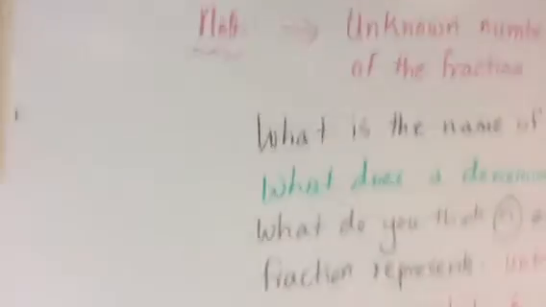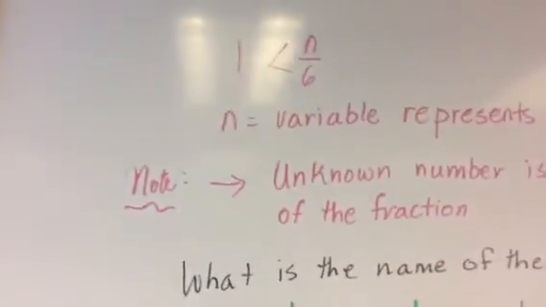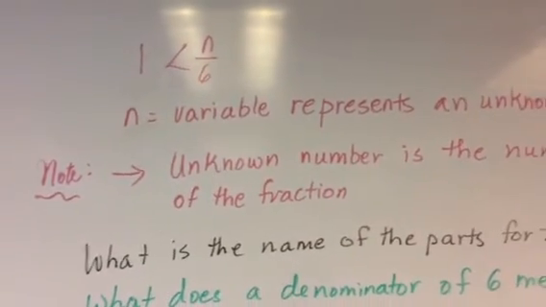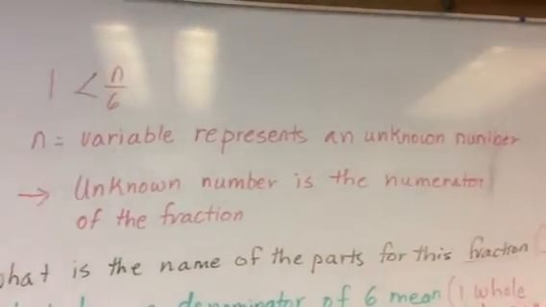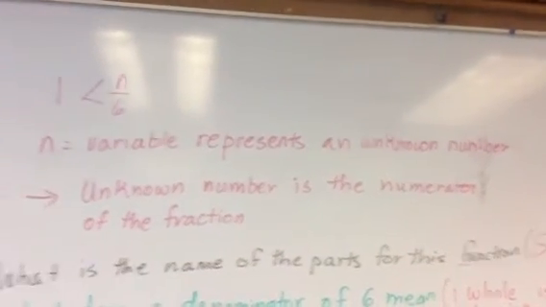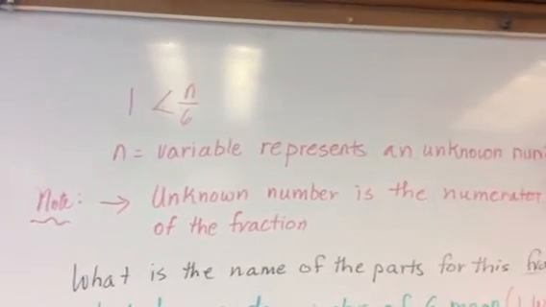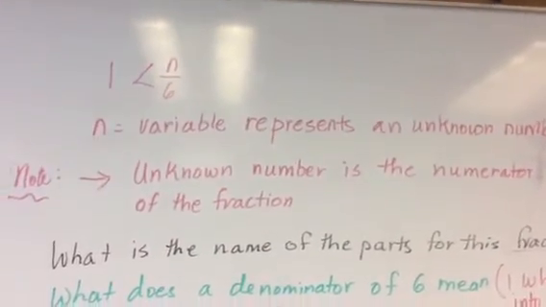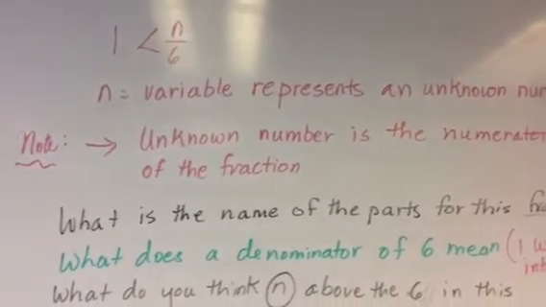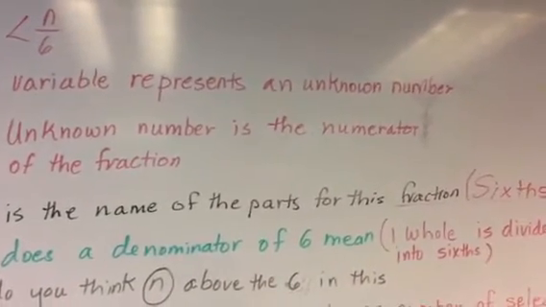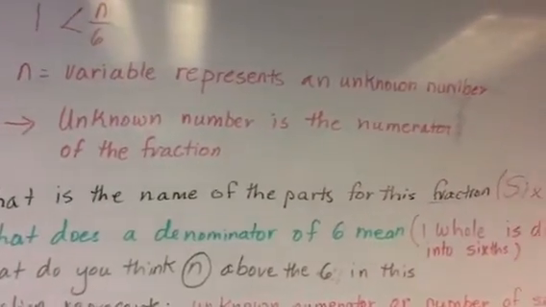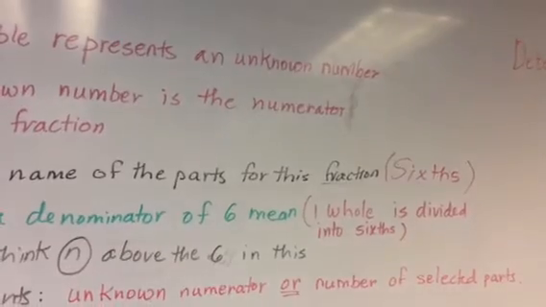Let's go on to look at another example: 1 is bigger than n/6. Now you see n is a letter. N is a variable, which represents an unknown number. What is an unknown number? The unknown number is the numerator of the fraction. What is the name of the parts for this fraction? What does a denominator of 6 mean? That one whole is divided into sixths.